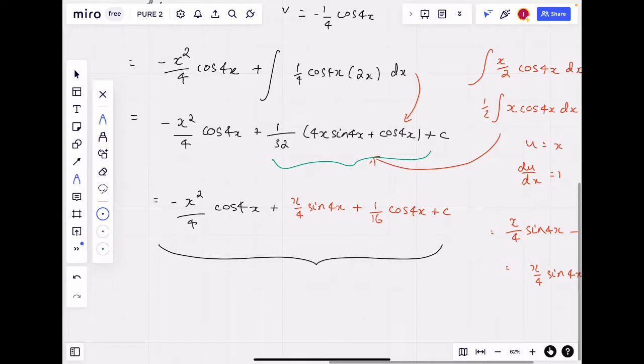So if you end up in that scenario where you have to do, or you think you need to do integration by parts twice, that's fine. If you think you need to do it, you probably need to do it. But yeah, that is integration by parts.